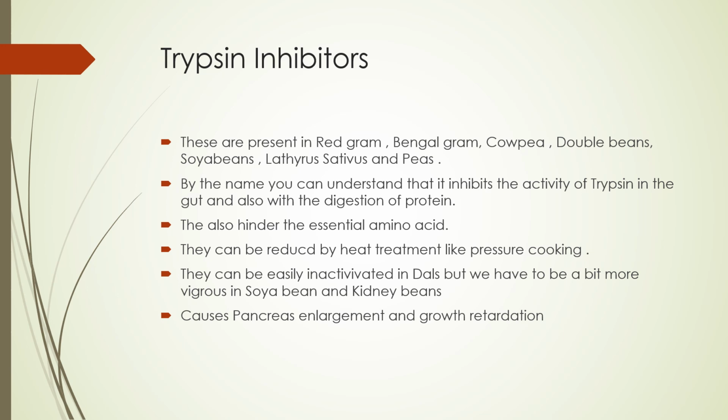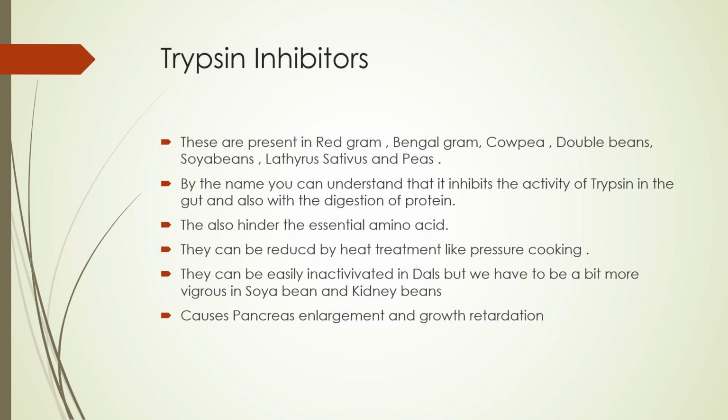It also hinders the absorption of essential amino acids. They can be reduced by heat treatment like pressure cooking. They can be easily inactivated in dals, but we have to be a bit more vigorous with soya bean and kidney beans. It causes pancreas enlargement and growth retardation.